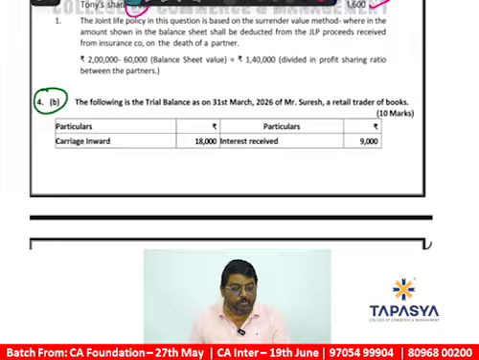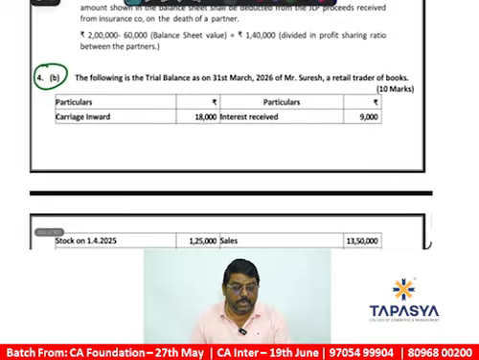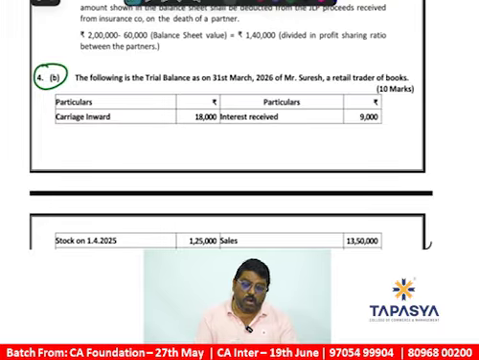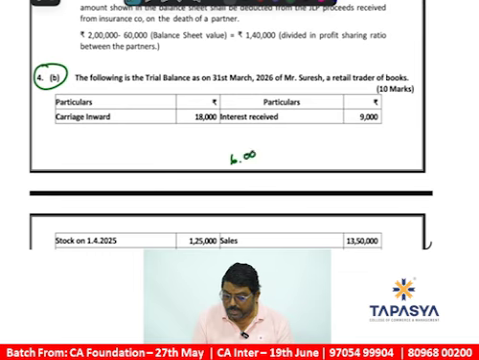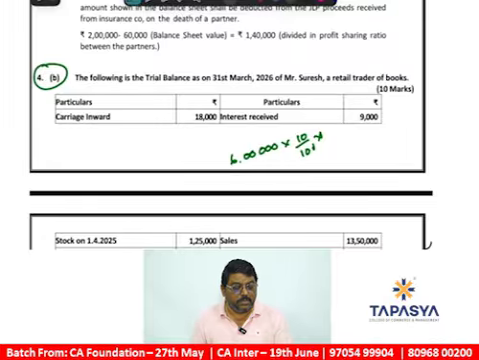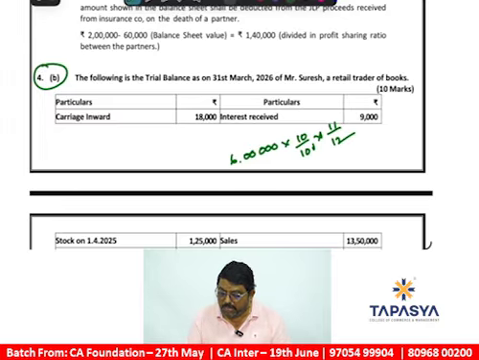Next, the term loan from the bank was obtained at the rate of 10% per annum. Calculate this one very carefully. How much term loan have you taken? Please check it. 6 lakh rupees term loan, at 10% per annum, which is 10 by 100. But on which date did you take it? May 1st. May 1st means you have to calculate 11 months of interest, 11 by 12.